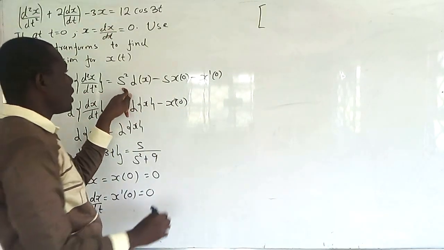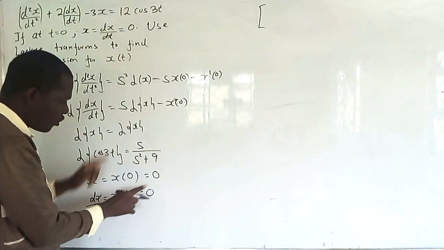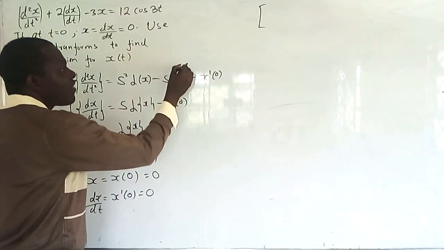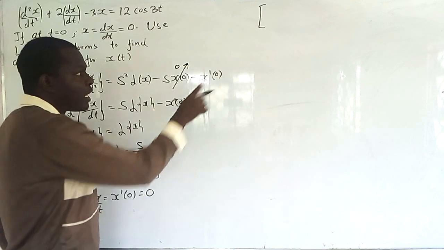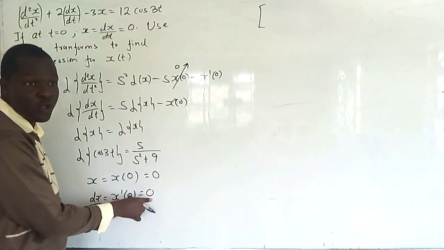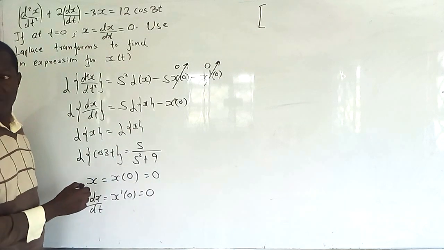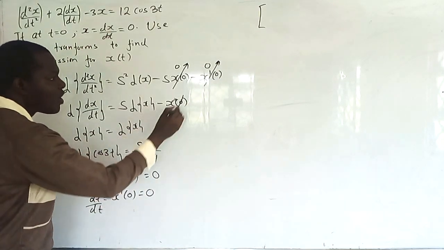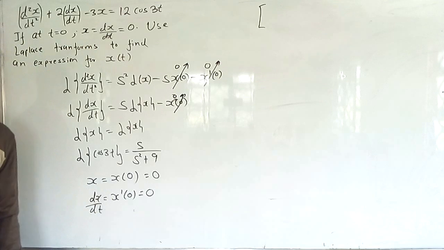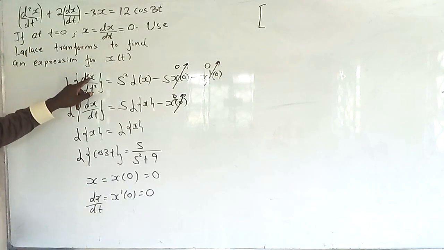s squared, then x of 0 you found to be 0, meaning that one will go to 0, isn't it? The x prime of 0 you also found to be 0, meaning the whole of that term will also go to 0. Are you seeing that? x of 0 you found to be 0, meaning that will go to 0. Are we together? So the Laplace transform of this, what will you do?